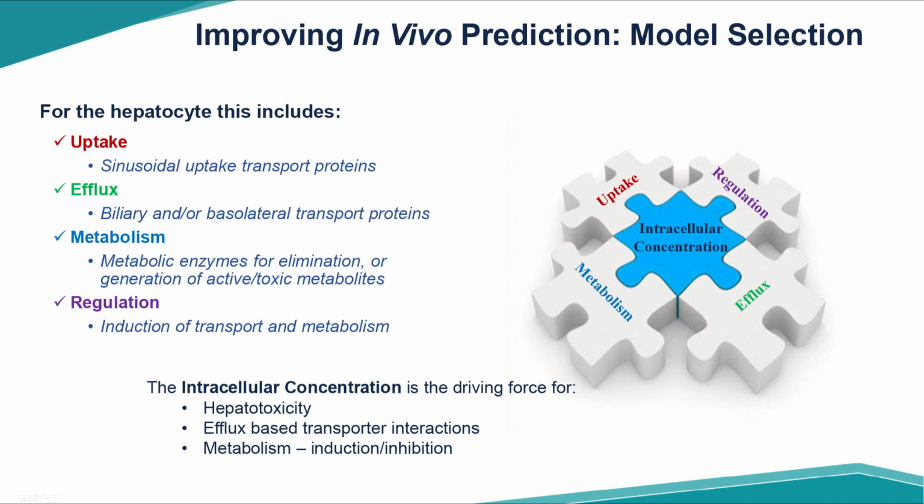And all of these things are working together to generate an intracellular concentration that's in vivo relevant. And the intracellular concentration is critical because that's the driving force for whatever happens inside of the hepatocyte, including hepatotoxicity, inhibition of metabolic enzymes, and also efflux-based transporter interactions. So all these things work together for that.